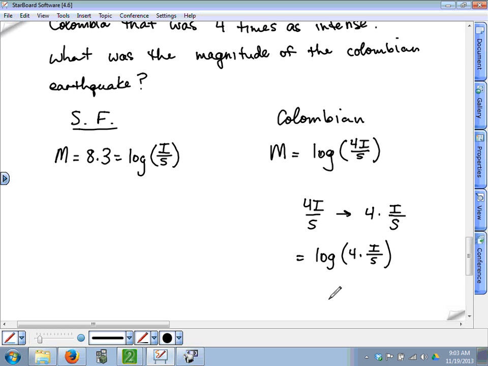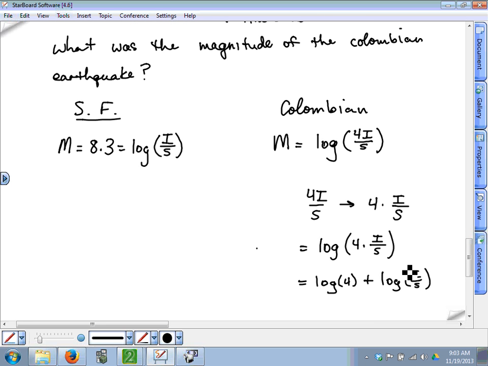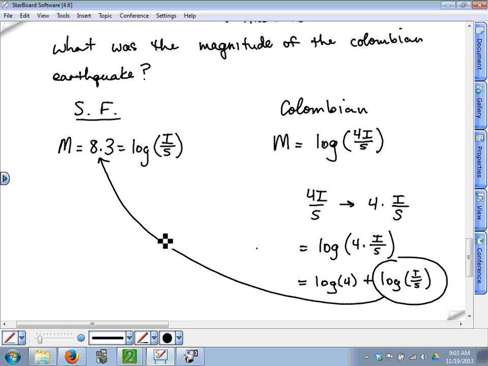Why would we want to write it as 4 times I over S? What did we learn back in section 4.4? We can expand them using laws of logarithm. This turns into log of 4 plus log of I over S. But what is the log of I over S? 8.3. We define that using the San Francisco earthquake. Log of I over S is equal to 8.3.